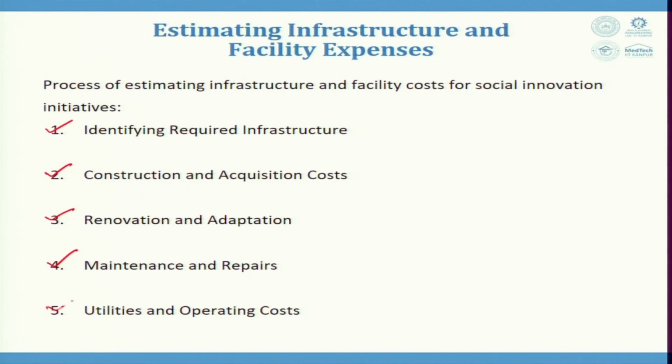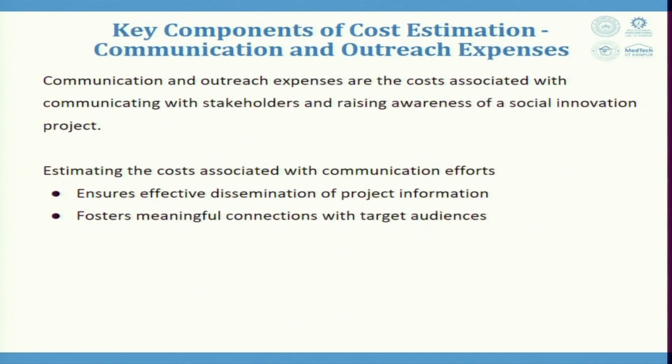Then comes utilities and operating costs. Utility and operating cost means the washrooms, kitchen, the pantry, the electricity overheads, maybe a restroom. All these are part of the utility and operation costs here. Then come the communication and outreach expenses.